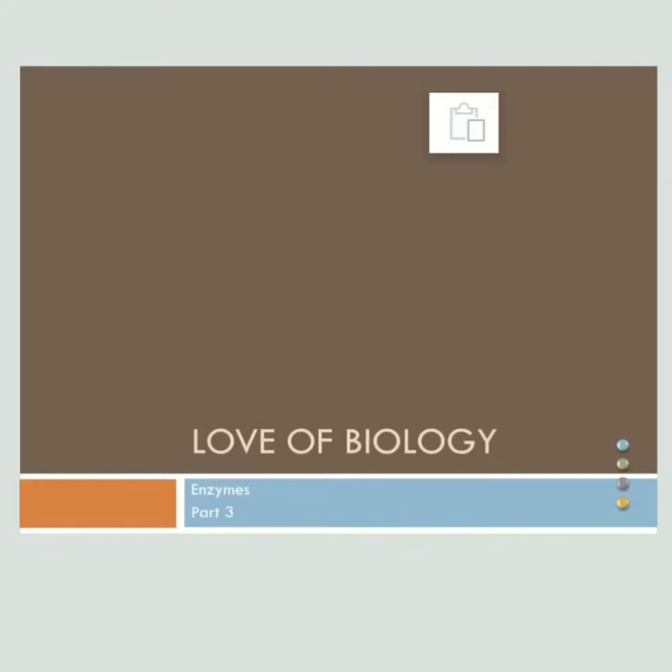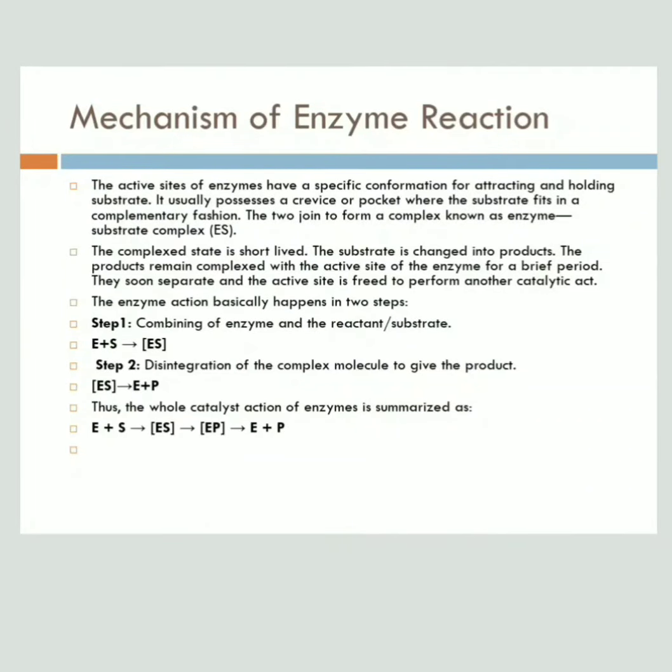Today we are going to discuss part 3 of enzymes, that is the mechanism of enzyme action. Enzymes have a 3D structure, so they have pockets. At their pockets, which we call the active site, they have a specific conformation to attract and bind with the substrate, and the substrate fits in a complementary fashion. The two join together to form a complex that we call the enzyme-substrate complex.